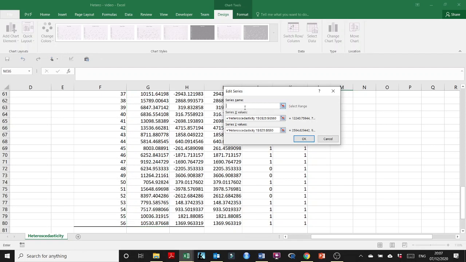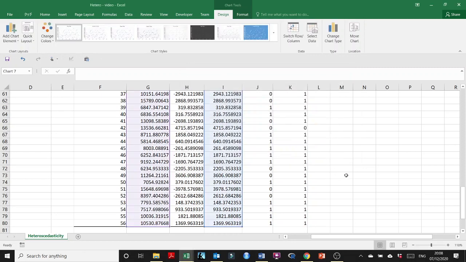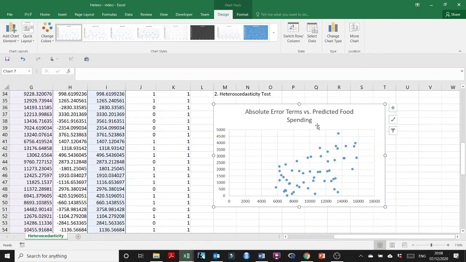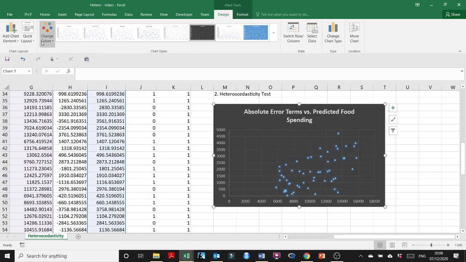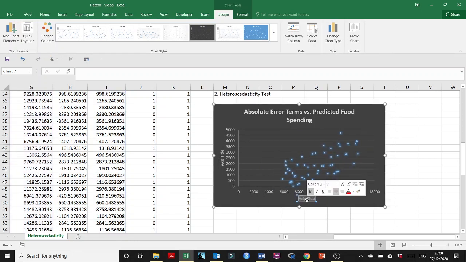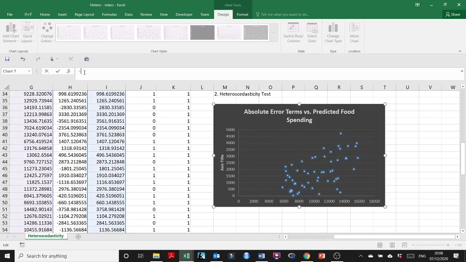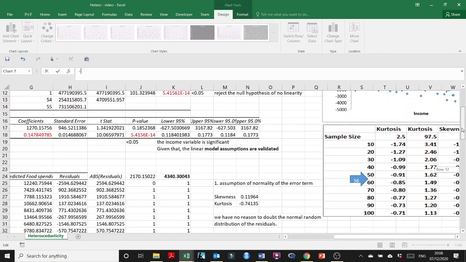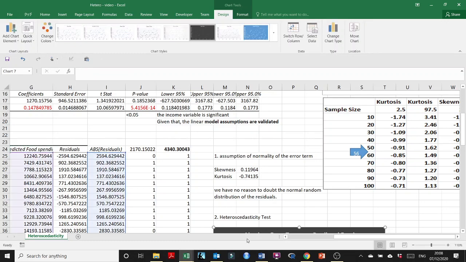and then why not add a series name, which is the absolute error terms versus predicted spending, or predicted food spending. And this is it. As you can see here, now we have a better view of it. Let's add, as I always say, it's the best thing to add the axis titles here. Over here you can just add the equal sign and go to the label. This is the predicted food spending.